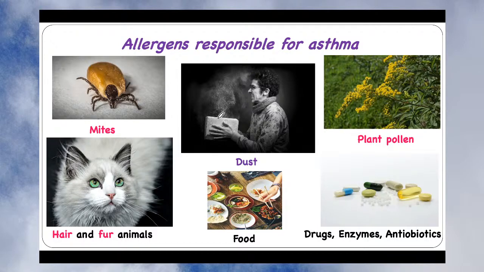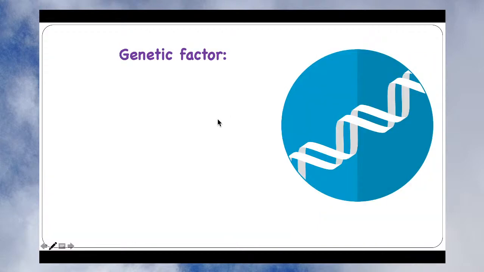So allergy plays a very important role in bronchial asthma, where you come in contact with different allergens. Okay, so this is one of the reasons. The second factor, or second cause, could be the genetic factor.